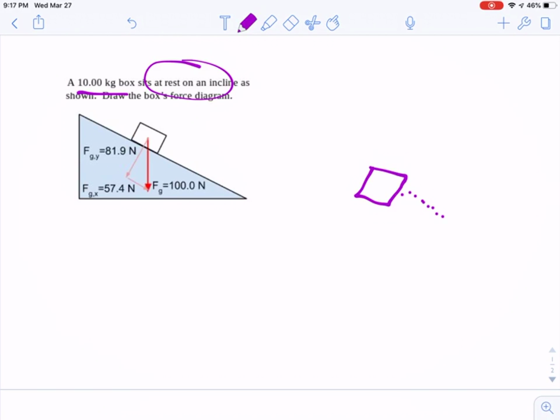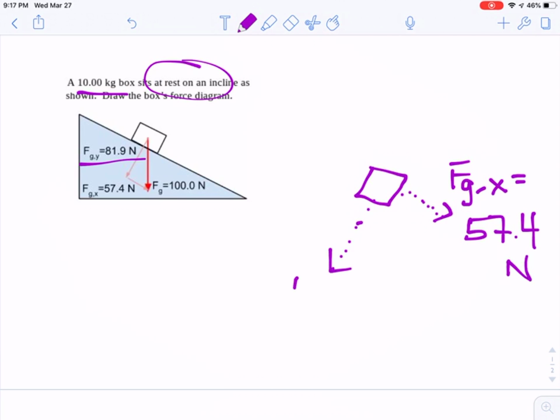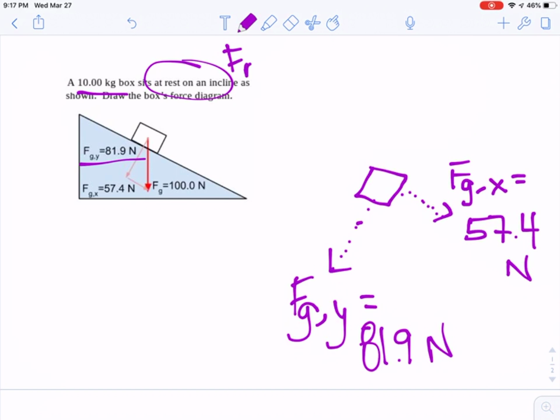So that's the force of gravity, X, and that's equal to 57.4 newtons. And then going down, we've got force of gravity, Y, and that's equal to 81.9 newtons. Okay, so we must have something because it's at rest. This is F net equals 0.